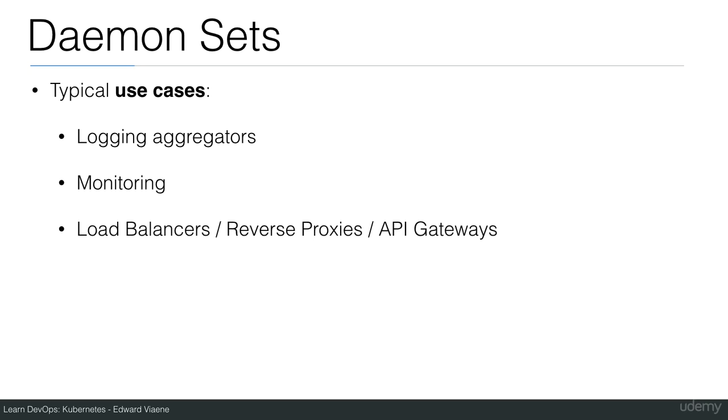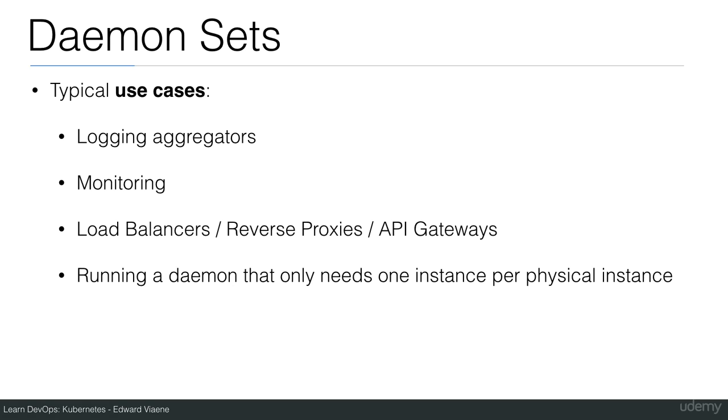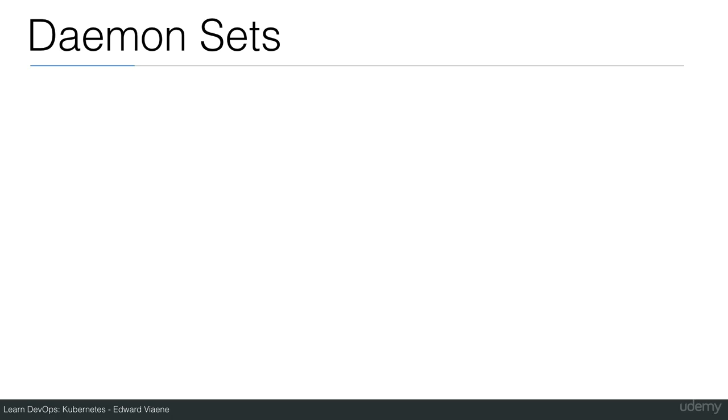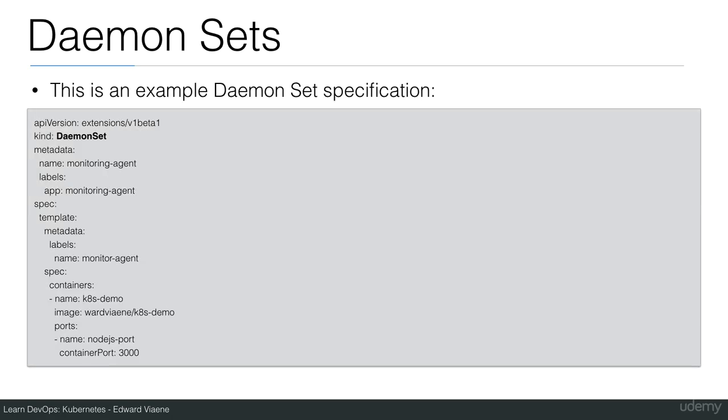Load balancers, reverse proxies, API gateways. There are third-party API gateways like Linkerd that also use daemon sets to run just one pod per node that you have in your Kubernetes cluster. And in general, running a daemon that only needs one pod instance per physical instance, then you're going to use daemon sets.